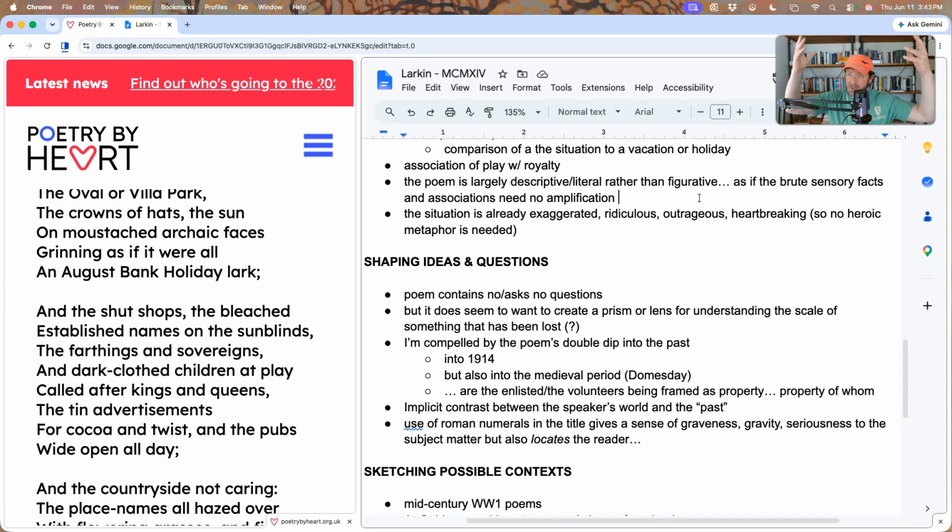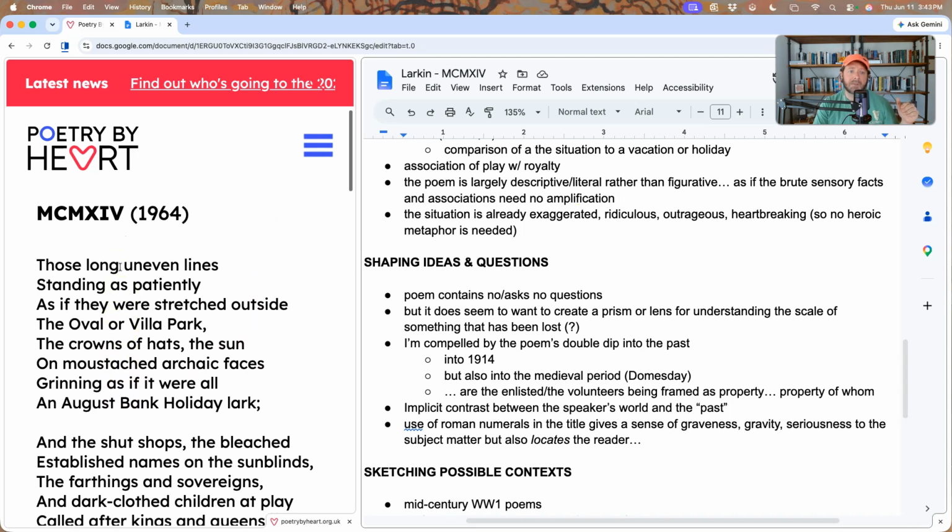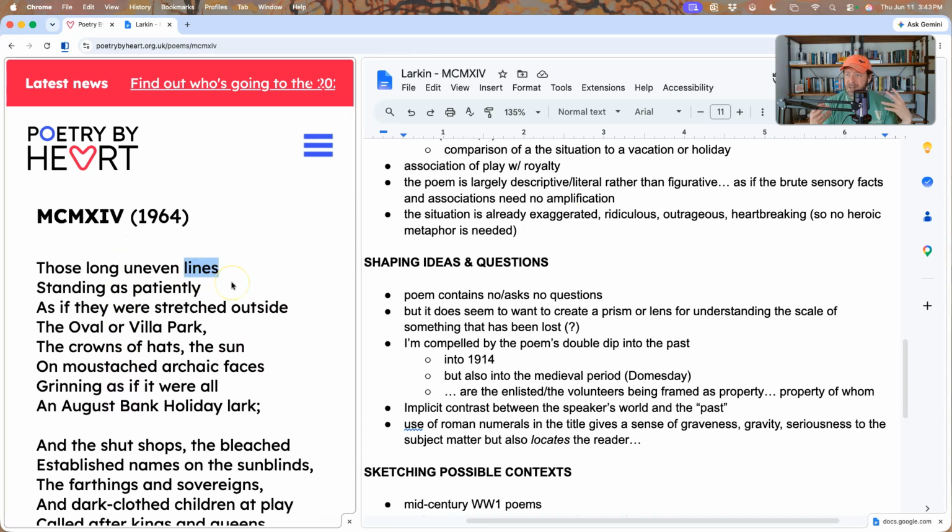So we have those initial comparisons, but for the most part, it's not comparing things. We do, I guess, have a kind of metonymy. Larkin is describing people here, but he doesn't call them people. He calls them lines. And so we have lines, we have faces, we have hats, but there's no direct reference to people queued up in these lines or the people to whom these faces belong.